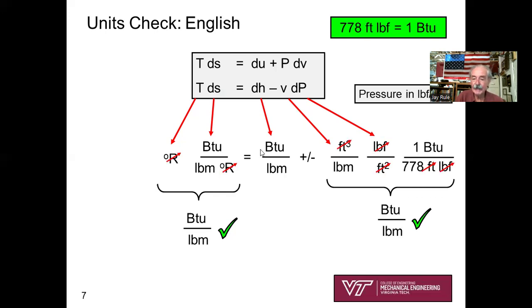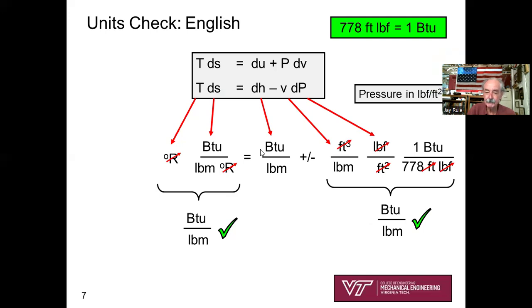Let's do the same thing with the English units. Okay. Left-hand side, TdS, we've got degrees R, and so units of entropy, little s, BTUs per pound mass degree R. So left-hand side, good, BTUs per pound, compare it to dh, enthalpy, BTUs per pound. So far, we're consistent. And let's do the same thing with vdP. v is going to be cubic feet per pound mass.